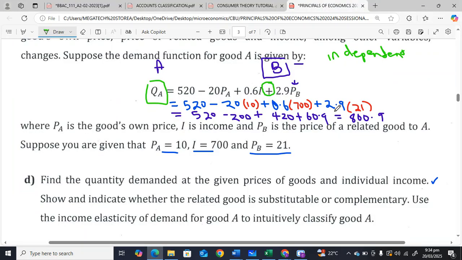So in this example here, good B is a substitute because of this positive sign. It's positive here, so good B is a substitute good. Any questions?